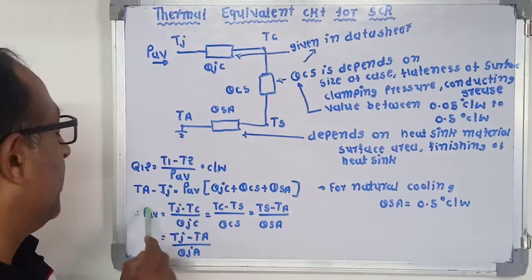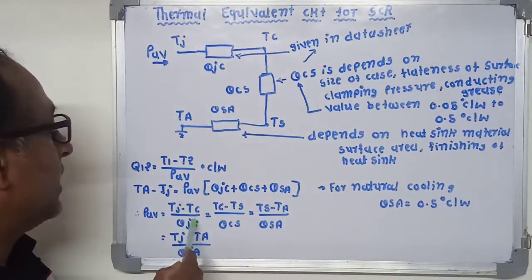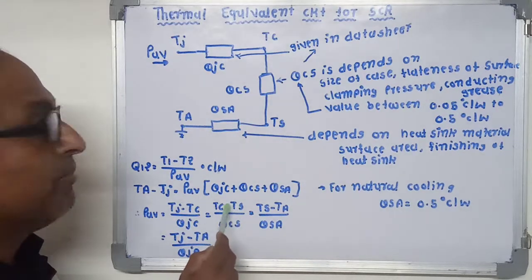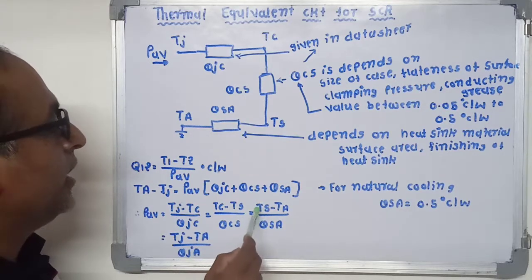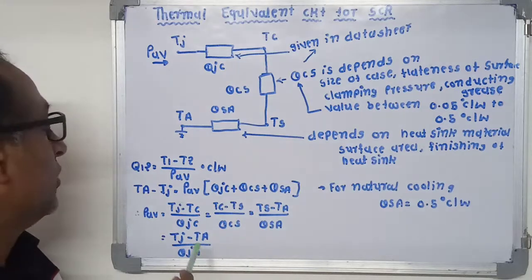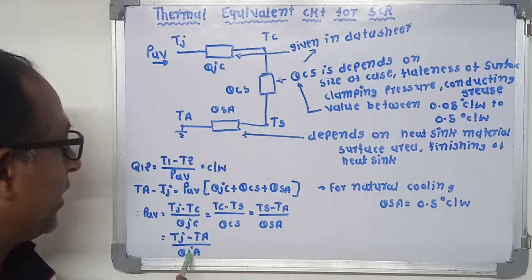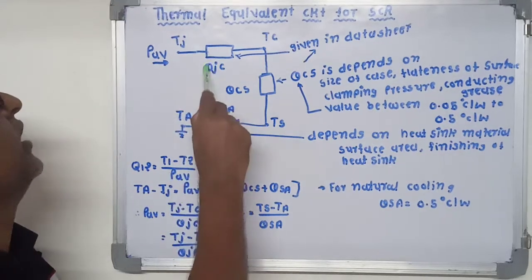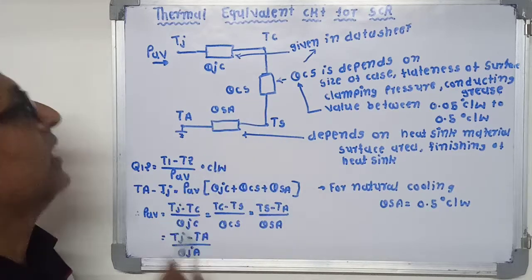So I can write P average is equal to (Tj minus Tc) divided by theta Jc, is equal to (Tc minus Ts) divided by theta Cs, is equal to (Ts minus Ta) divided by theta Sa. So I can write Tj minus Ta is equal to Pav times theta Ja. Theta Ja is nothing but the summation of theta Jc plus theta Cs plus theta Sa.